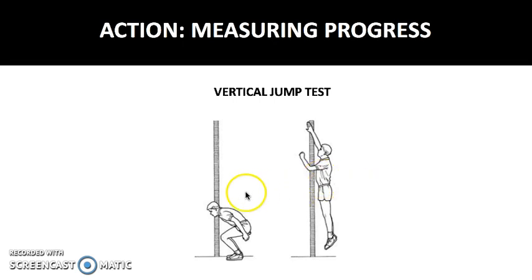So you just need to stand still and reach up as high as you can. No jump, just reach and make a mark there, and then jump and reach as high as you can and mark off that and see the difference between the 2 heights.